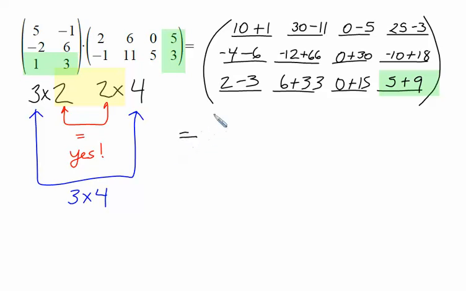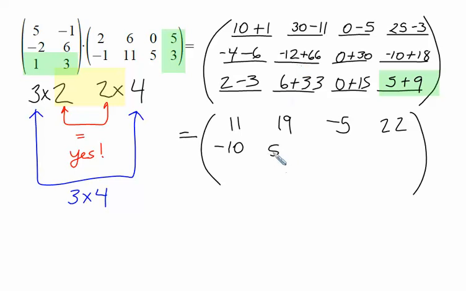Once we have done that, we will now simplify our matrix. So let's just go quickly. 10 plus 1 is 11. 30 minus 11 is 19. 0 minus 5 is a negative 5. 25 minus 3 is 22. Then we'll have a negative 10. Oh, let's see here. 54. Mental math. We got to love it. 30. Then 8. We'll have a negative 1. 39. 15. And 14.